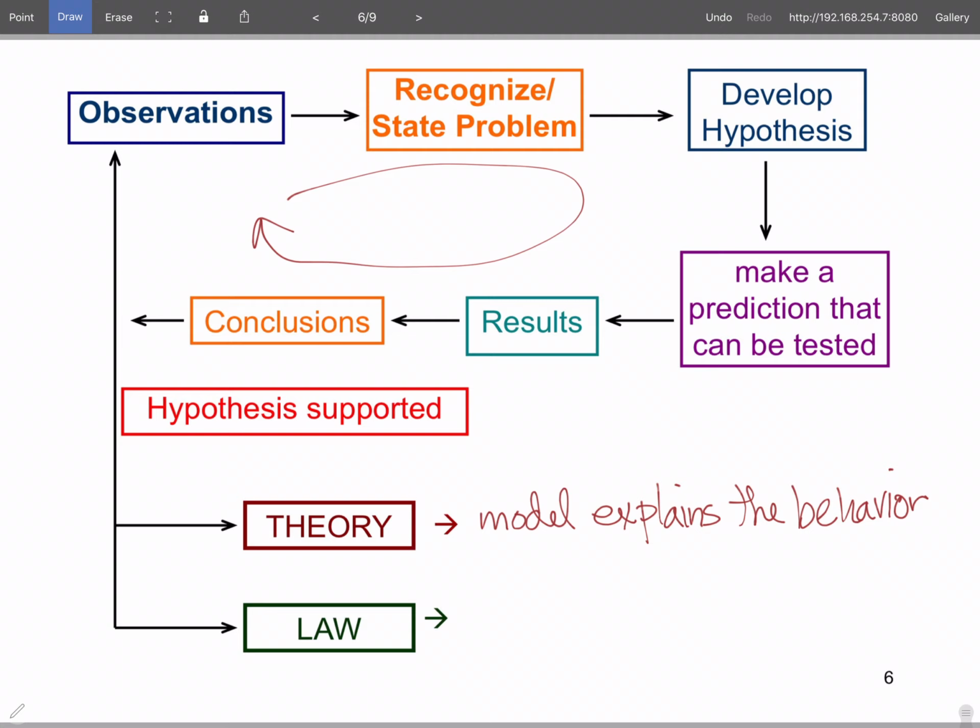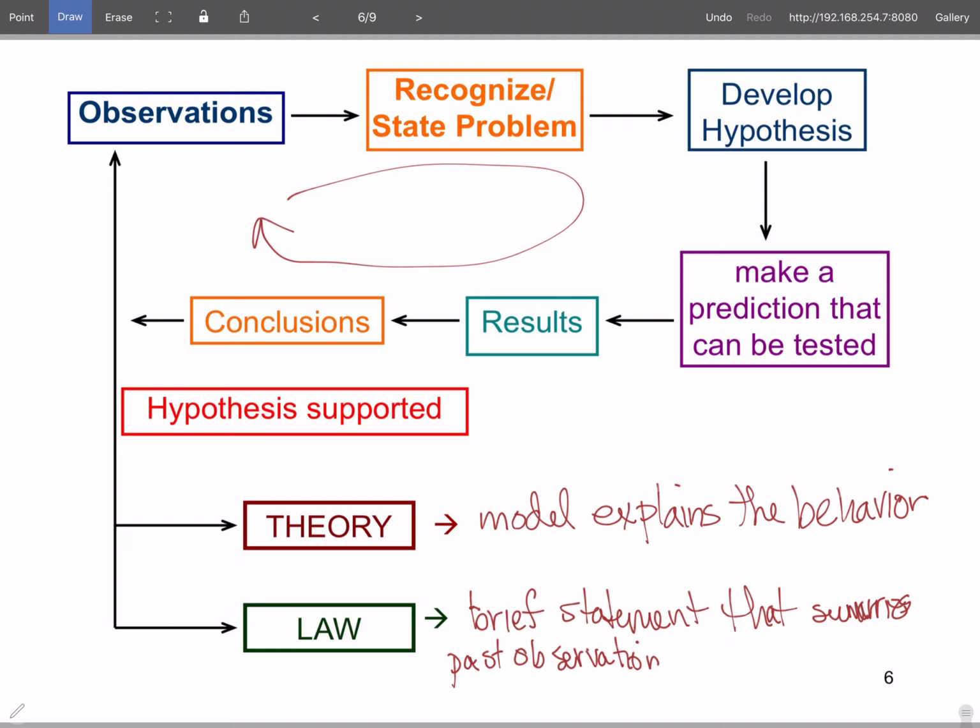Okay, and a law would be a brief statement that summarizes, and I'm going to write this down, past observations and predicts futures. Some of these are just worded differently, but they say the same thing in your book, online, etc.